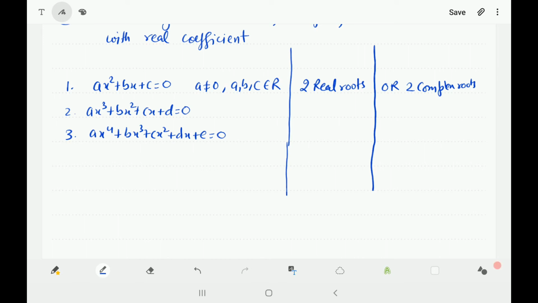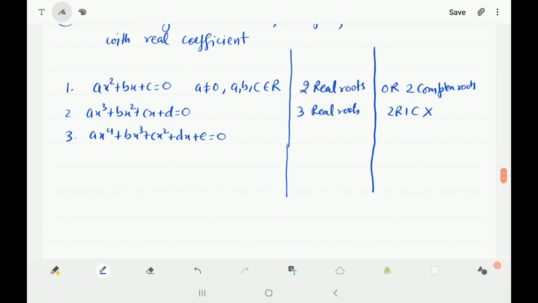Now for a cubic equation, what will happen? Either we will have 3 real roots, or what is the possibility? Can we have 2 real and 1 complex? 2 real and 1 complex is not possible. Why not possible? Because complex roots will always exist in conjugate pairs. Hence 2 real and 1 complex won't exist. So what will exist? We can have 2 complex and 1 real root. So we can have 3 real roots or 2 complex and 1 real root.